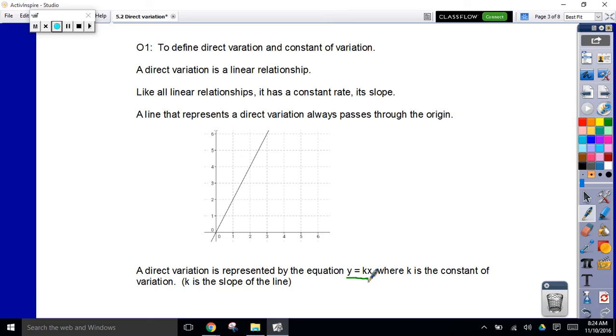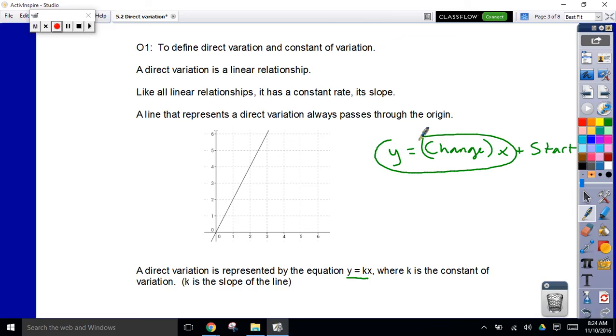So remember when we wrote linear equations from tables in chapter 4, we used the formula y equals the change times x plus start. Direct variation is just this part. Y equals the change times x, because the start is always 0. So there's a plus 0 there that we don't need to write. So k in this equation just represents the change or the slope.